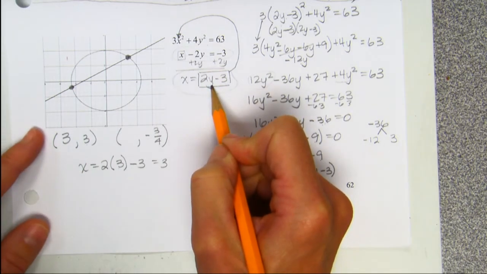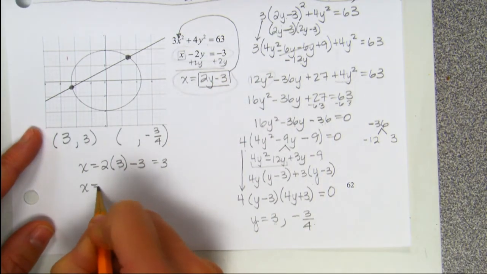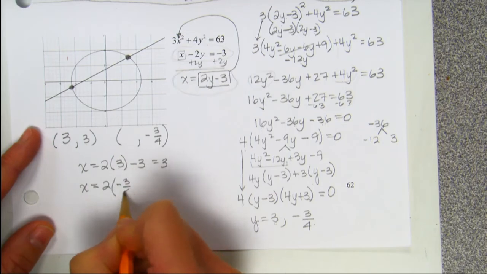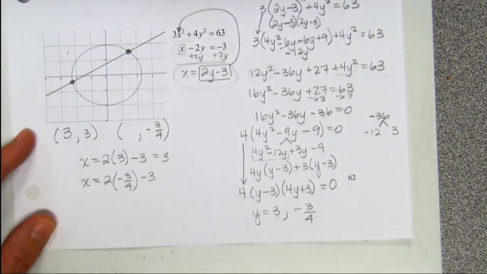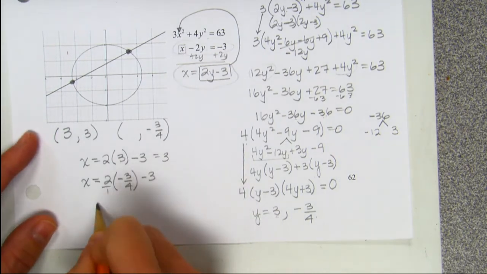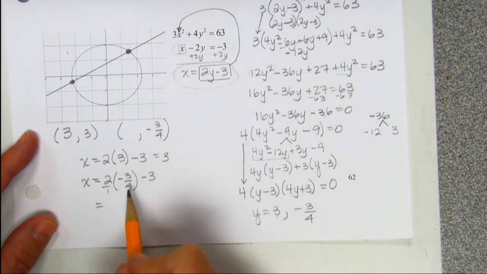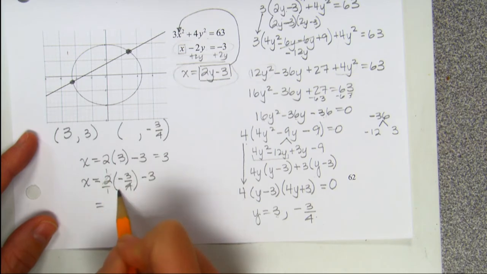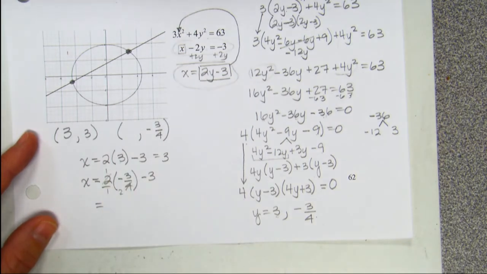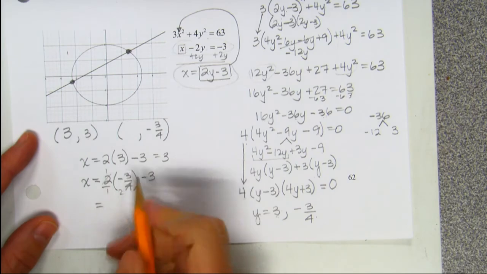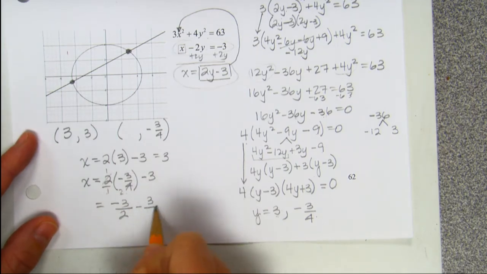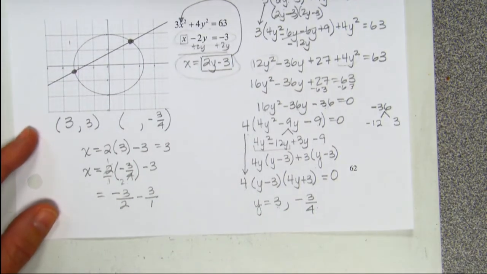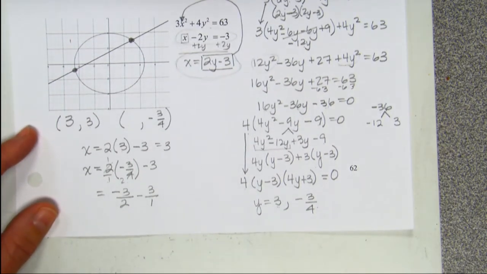Now I'll plug in the negative 3/4. X is equal to 2 times negative 3/4 minus 3. Well, 2 times negative 3/4, you could cross reduce here and make your numbers smaller. I think I would recommend that. And then you get 1 times negative 3 and 1 times 2. If you got 6/4, that's fine. Do you notice that negative 6/4 reduced this to negative 3/2?